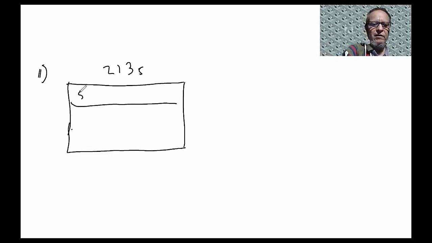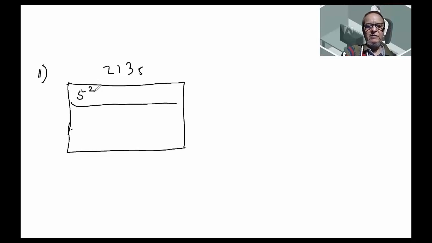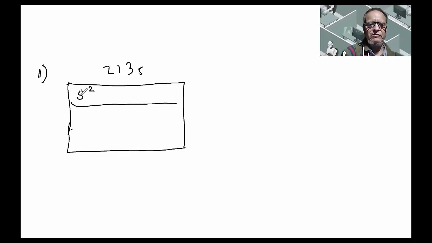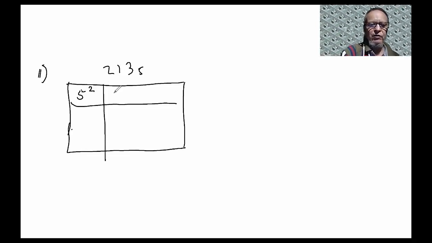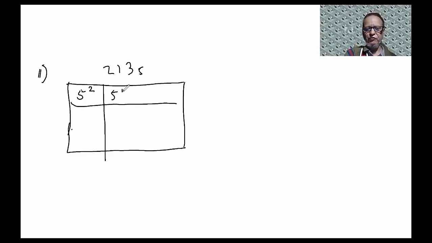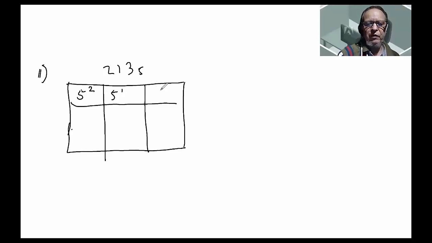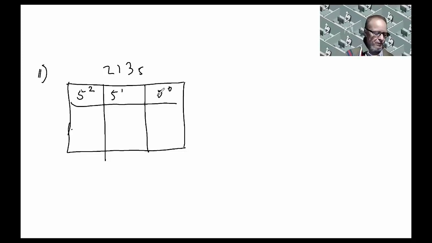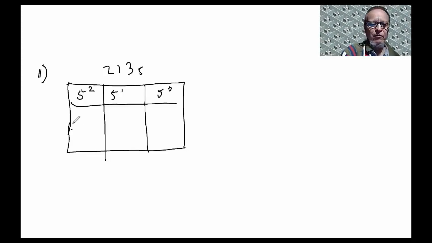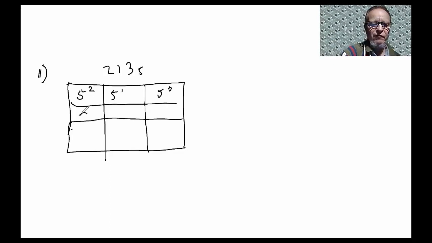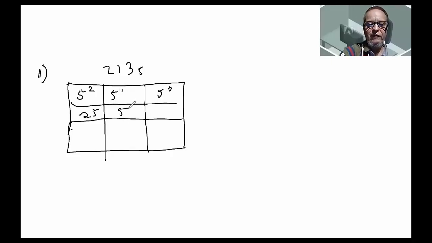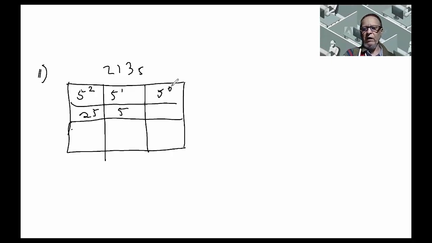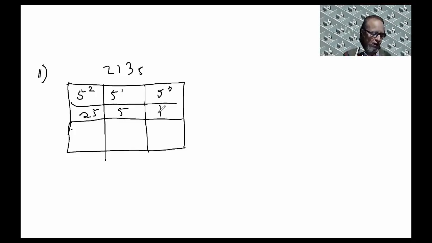Now, this column here is represented by 5 squared. This column here is represented by 5 to the first power. And the final units column is represented by 5 to the 0 power. Now remember, 5 squared is 25. 5 to the first power is 5. And 5 to the 0 power, well, anything to the 0 power is 1.